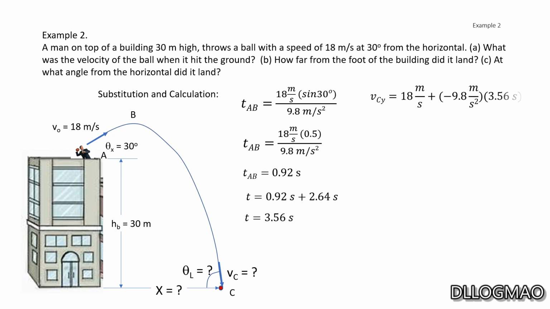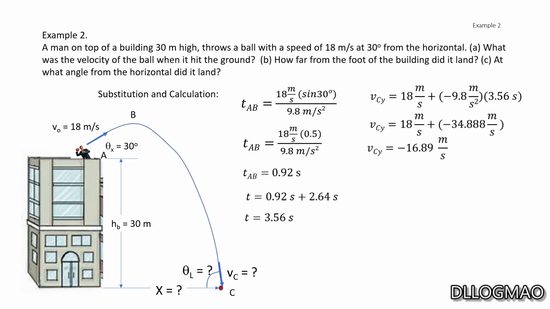The y component of the velocity when the ball hit the ground, v sub c sub y, is equal to the sum of 18 meters per second and the product of negative 9.8 meters per second squared and 3.56 seconds. The acceleration due to gravity substituted is negative because the equation is for a freely falling body. Performing the operations, v sub c sub y is equal to negative 16.89 meters per second.